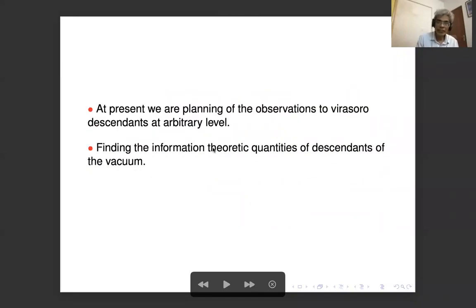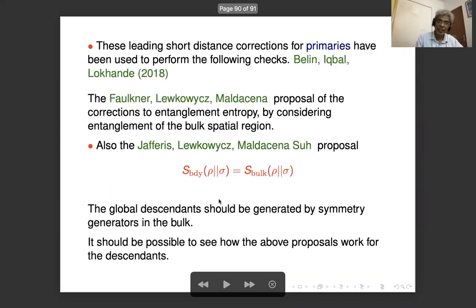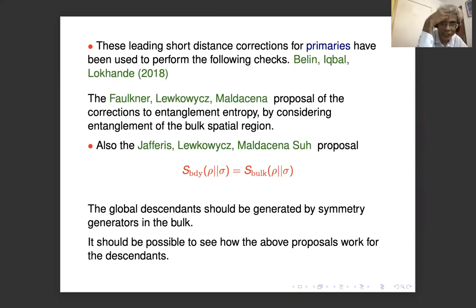At present, we are planning to generalize these observations to Virasoro descendants at arbitrary level. I don't know how far we'll be successful, but we will try. Also, for just the vacuum, what is the descendant of the vacuum? Is there some property of that? That itself we are trying to study. Why is this holographically useful? That is our goal eventually.